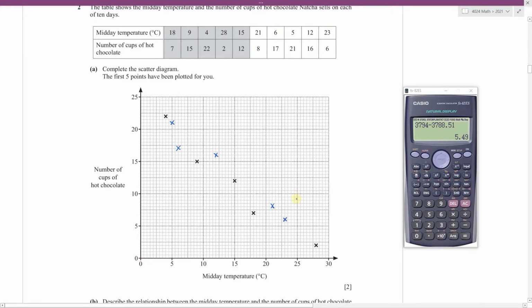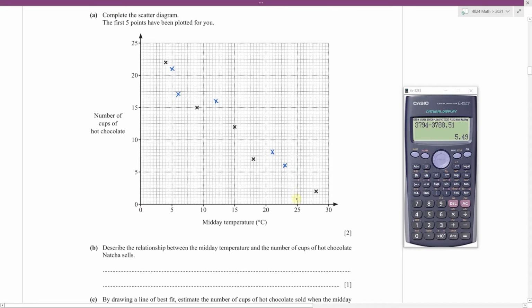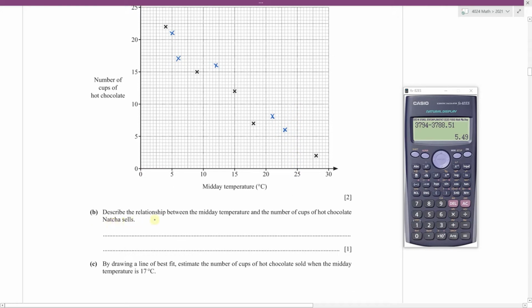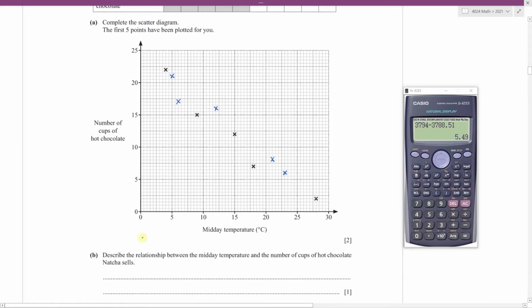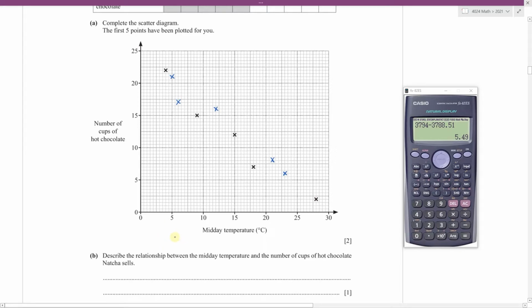So this is how you will complete your scatter diagram. Describe the relationship between midday temperature and the number of cups of hot chocolate Nacha sells. So as you see, as the midday temperature increases in this direction, the number of cups of hot chocolate sold also decreases. So she is selling less cups of hot chocolate as the midday temperature is increasing.